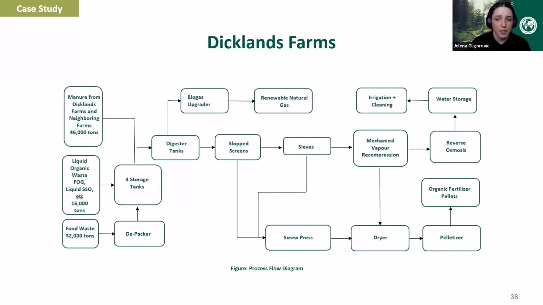Dicklands accepts all kinds of food waste: food processing, supermarket, spoiled food waste, green bin, residential, fats, oils, and greases, animal feed, pretty much anything throughout the year. It co-digests inside the digester tanks, and then this biogas is upgraded into RNG, which goes into the pipeline as a substitute for the fossil fuel natural gas.